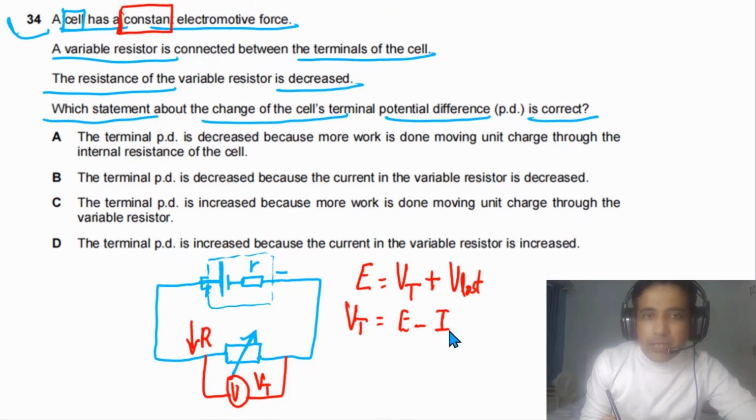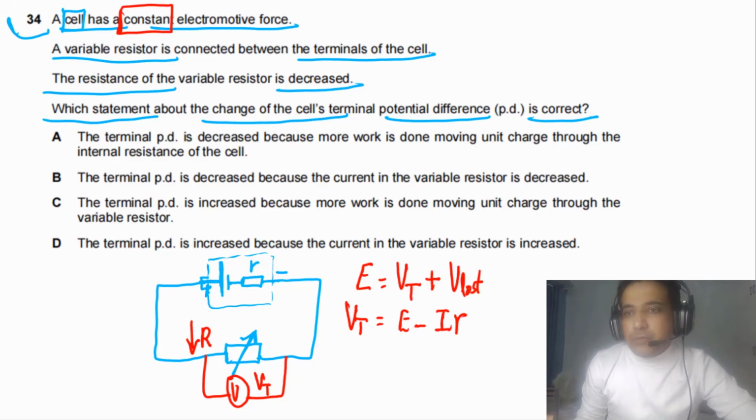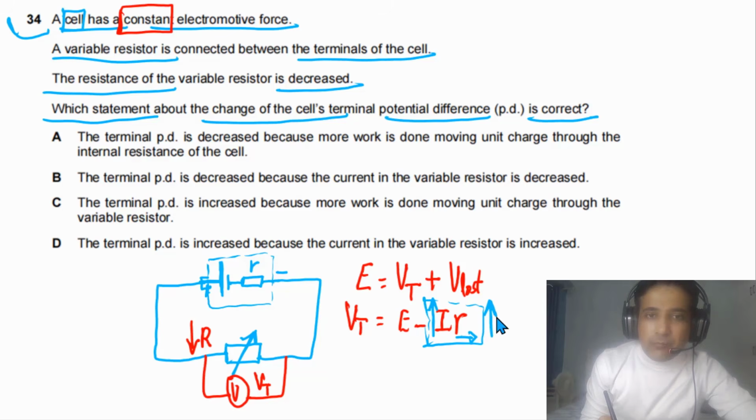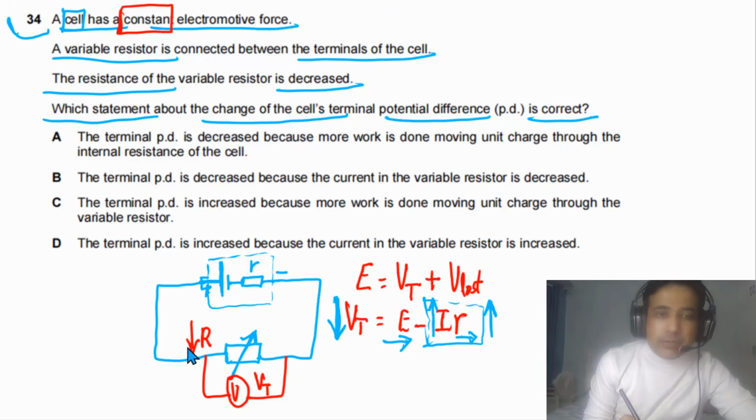V lost we can say is I times r. So if we decrease this resistance, the current in the circuit will increase, but the internal resistance will not change. So if current increases but internal resistance remains constant, it simply means that V lost will increase. If V lost increases, then since EMF is constant, the terminal potential difference will decrease by decreasing the resistance of the variable resistor. So this is the point you need to understand.